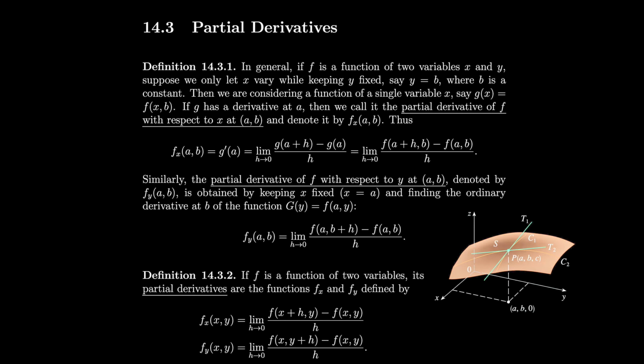Section 14.3, Partial Derivatives. We defined the derivative in single variable calculus in a way that would give us the slope of the line tangent to a curve. But in multivariable calculus, we have surfaces and not curves. So if we look at a surface, we have an infinite number of tangent lines we could potentially draw at any point.